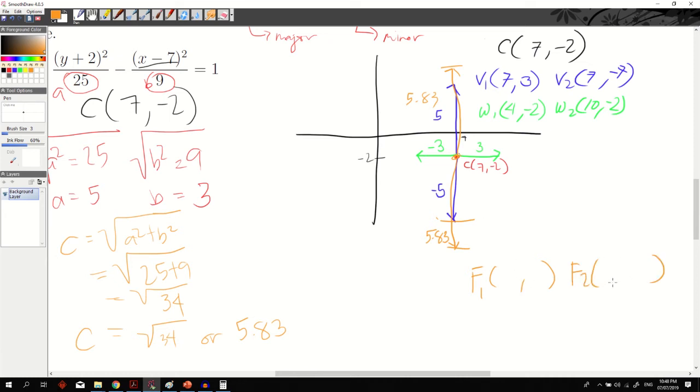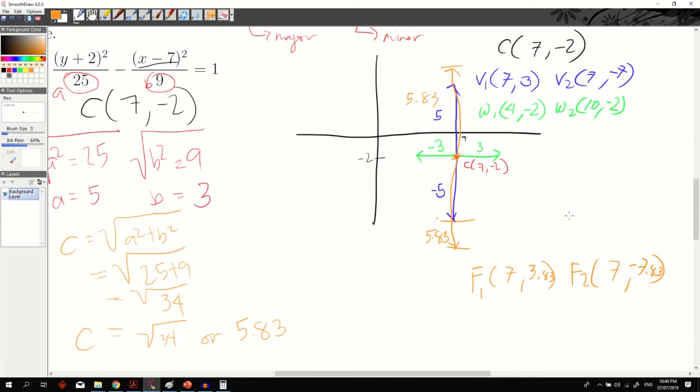Alright, so what will be moving, our x or our y? Okay, our y-axis, so our x should be the same. So what's the y-axis? Negative 2 plus 5.83, so it will be 3.83. Then here, negative 2 minus 5.83, then it will become negative 7.83.